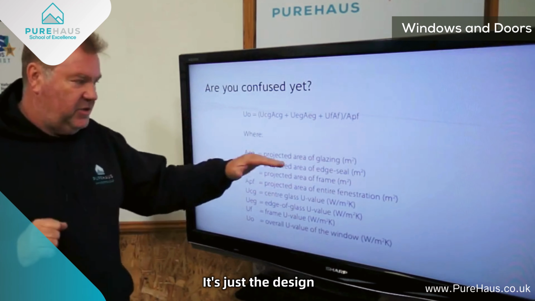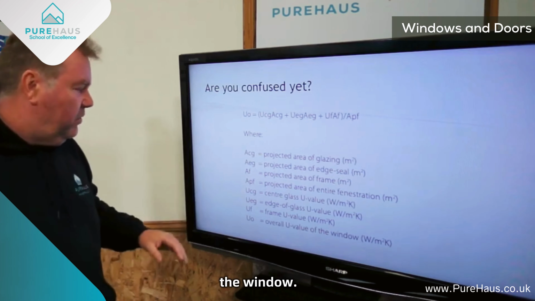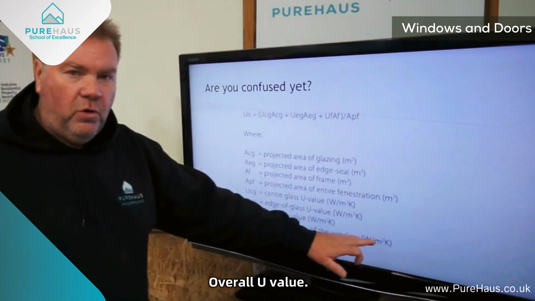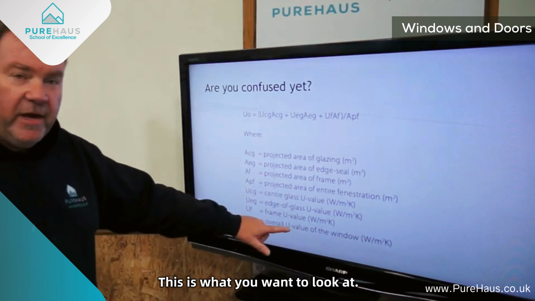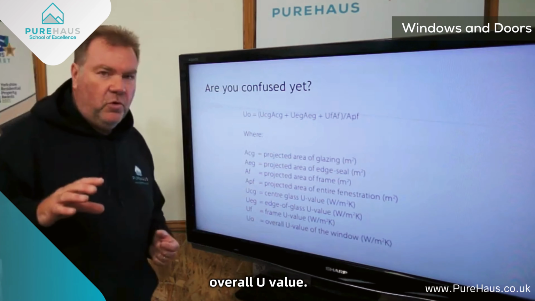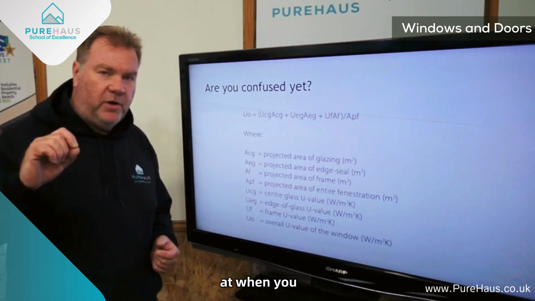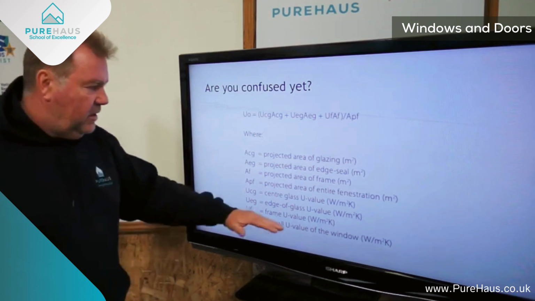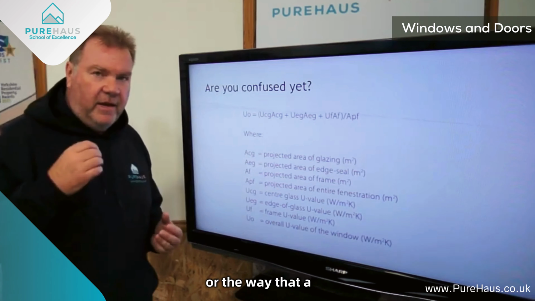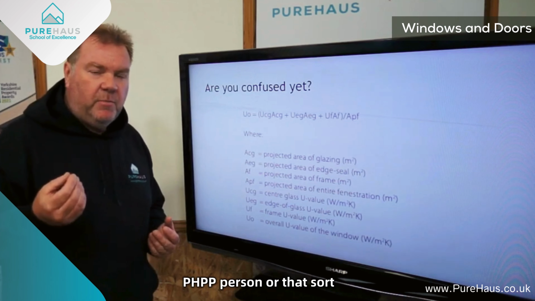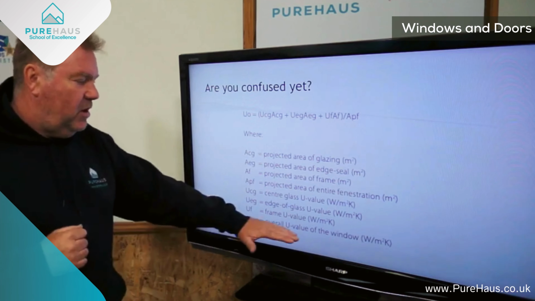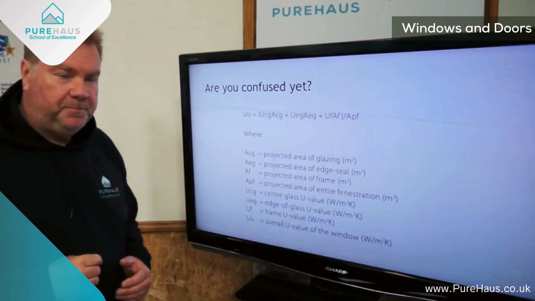Don't be confused with that. It's just the design of the structure of the window. Edge of glass U value, frame U value, overall U value. This is what you want to look at. Your U value wants to be your overall U value. That's what you look at when you decide what windows you need. This is just the calculations or the way that a PHPP person or a designer would look at it. All you really need to know is what the final value of that window is.